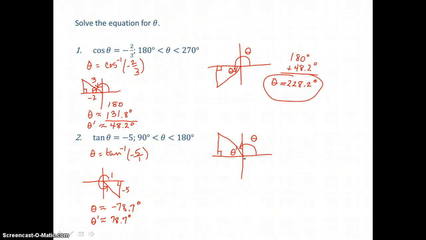Okay, and now if I'm looking for theta whose terminal side is in the second quadrant, now I have to subtract that reference angle from 180 degrees. So subtracting, I'm going to get a 101.3 degree angle.